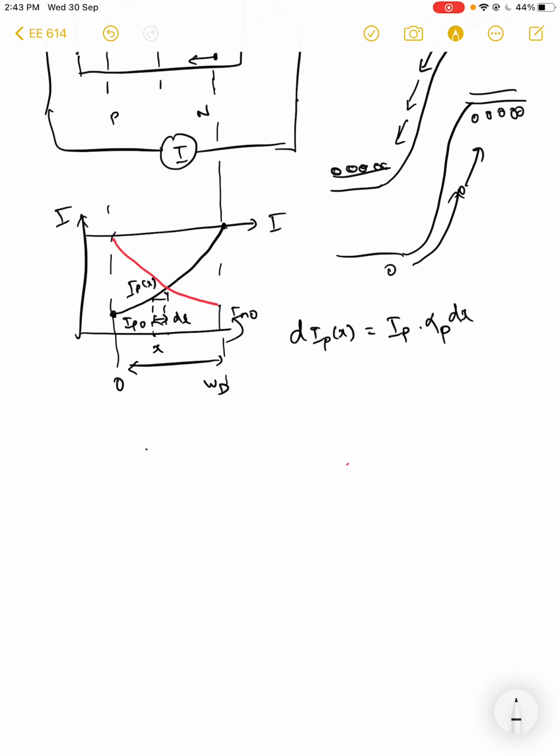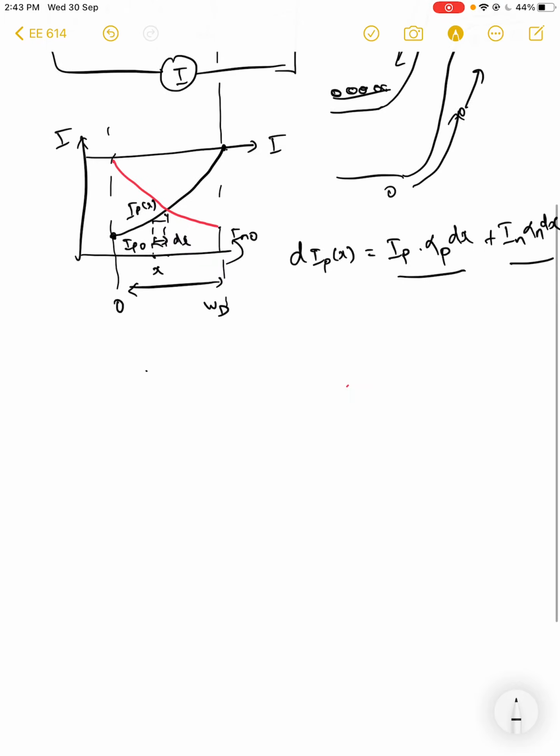This is still the number of holes. Remember, the electrons will also create the same number of electron-hole pairs, so you will get In alpha n dx. So the holes create additional holes, and similarly, electrons create additional electrons. You can write the same thing for electrons as well.